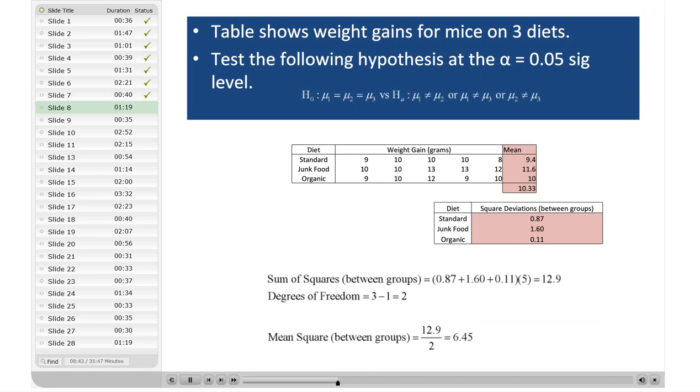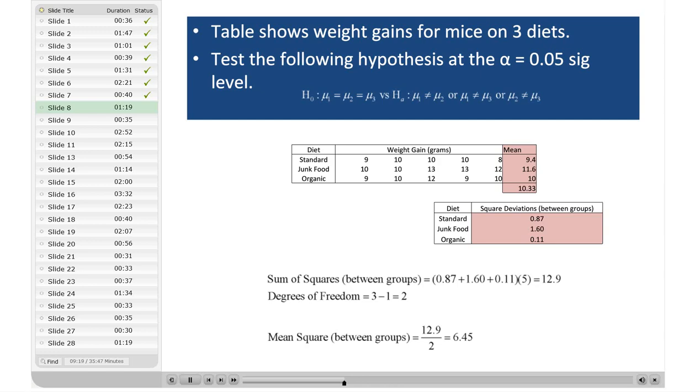Now you might think that we would just add up the 3 numbers that we just calculated, the 0.87, the 1.6, and the 0.11. What we're actually going to do, though, is add those 3 numbers up and then multiply that result by 5. The reasoning for multiplying by 5 is somewhat technical, but a good intuitive way to look at it is each one of those numbers in the table doesn't just represent one observation. It represents 5 observations. For example, the 0.87 for the standard group doesn't just represent one mouse, it represents 5 different mice that were in the standard group.